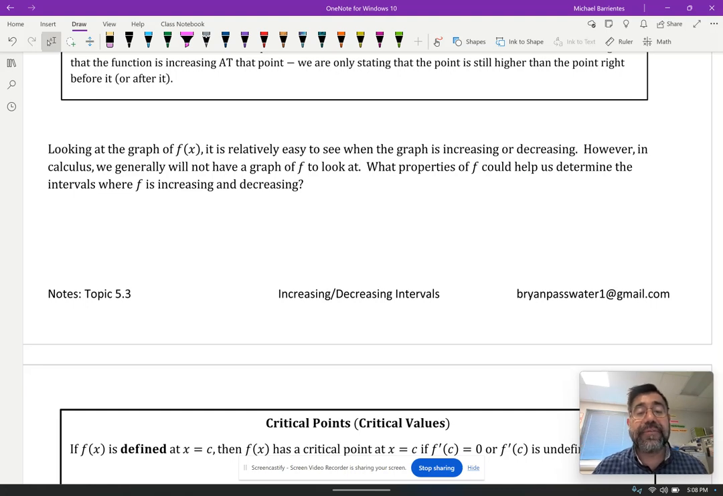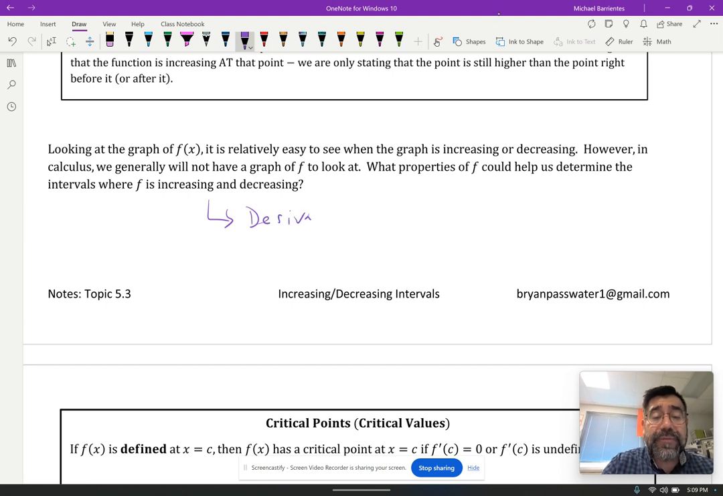Okay, but here's the issue. We were looking at a graph, kind of easy to see where the graph is going up, where the graph is going down, which in turn tells us when the function is increasing, decreasing. But what if they don't give us a function? Or worse, what if they don't give us a graph of the function? Or worse, what if they give us a graph of the derivative of the function? Right? So we have to think of how can I use the properties of the function in order to help me determine whether it's increasing or decreasing. Well, there's one thing that can tell us when it's increasing or decreasing because it's attached to this idea, and that is the derivative.